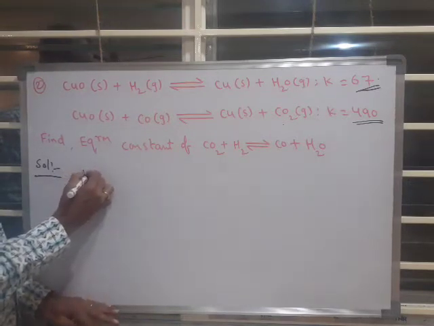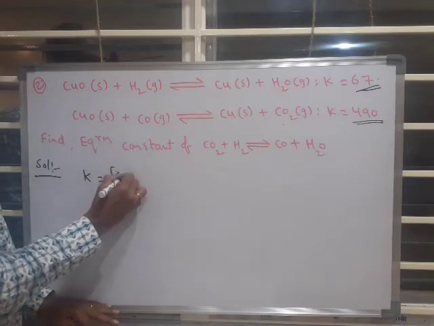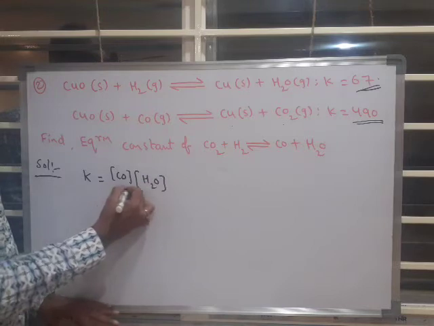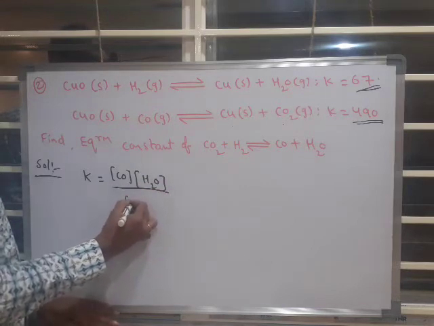So now let's take K. K equal we have to find: the product concentration. All are in the gaseous state, power 1 only.